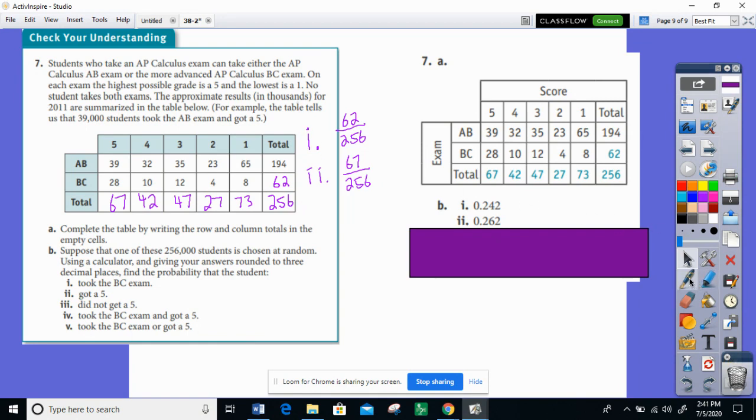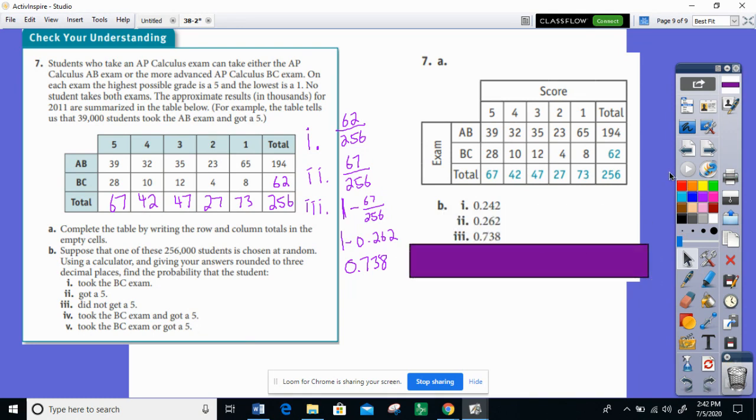3 did not get a 5. So there's a couple different ways to work this out. We could add together the 4s plus the 3s plus the 2s plus the 1s, or we could do 1 minus 67 out of 256, which would be 1 minus 0.262, which as a decimal would be 0.738. So there's the answer there.